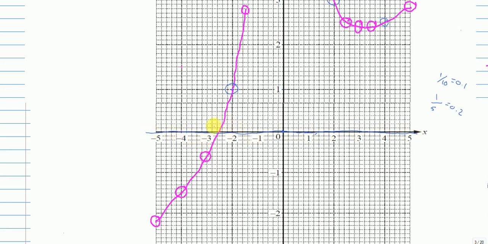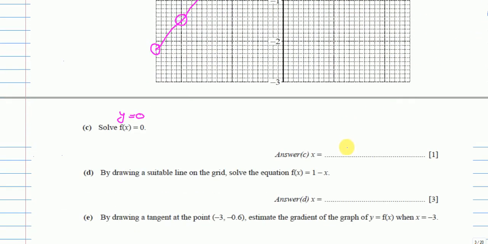Now where does it touch my graph? It touches over here, isn't it? So this will be my answer. Wherever it intersects, this will be my answer. So it is touching at 2.2, 2.4, and just between 2.4 and 2.6. So let me say it is 2.5. Okay, so it is minus 2.5.